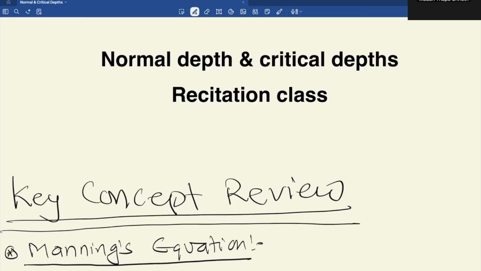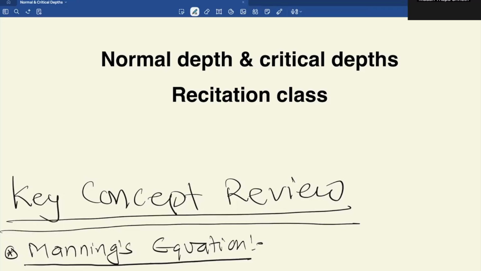Hi everyone. So today we are going to deal with normal depth and critical depth problems. In open channel flow, the water surface is exposed to the atmosphere, unlike pipe flow where pressure usually drives the flow. But in open channel flow, gravity is the driving force.